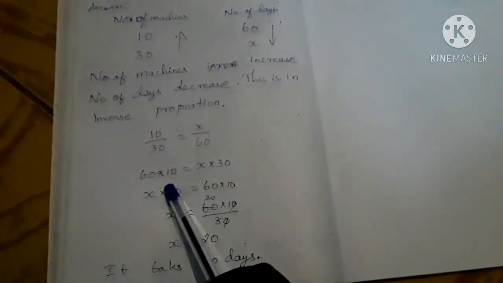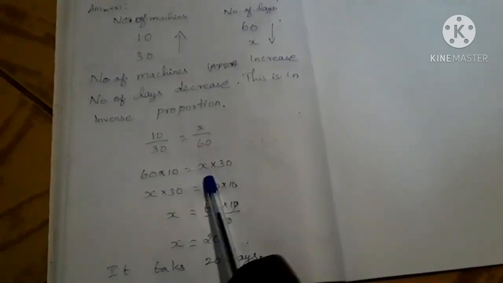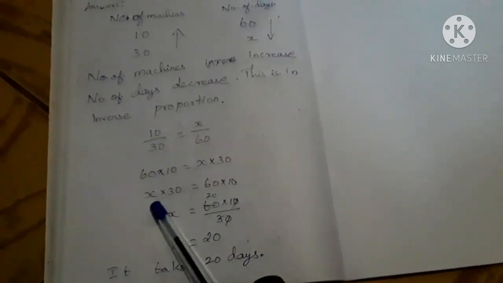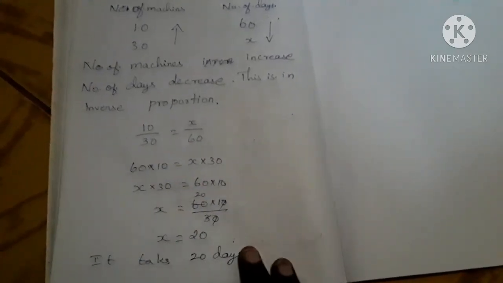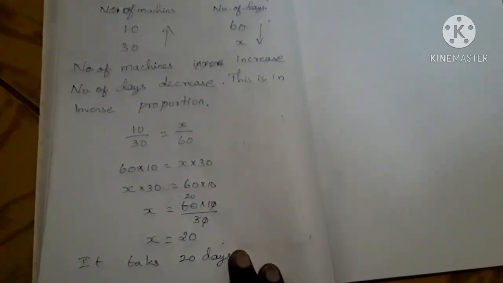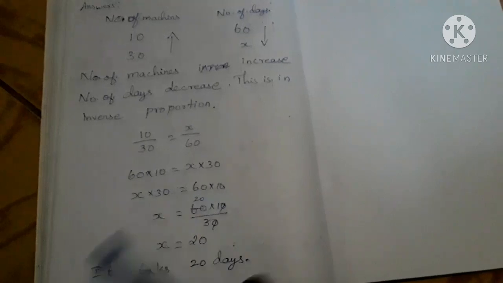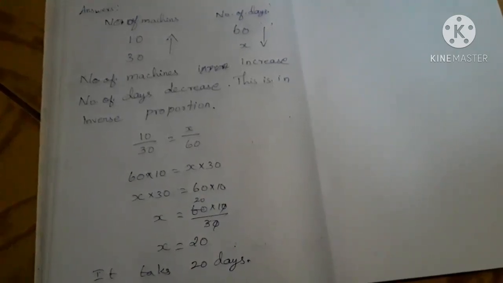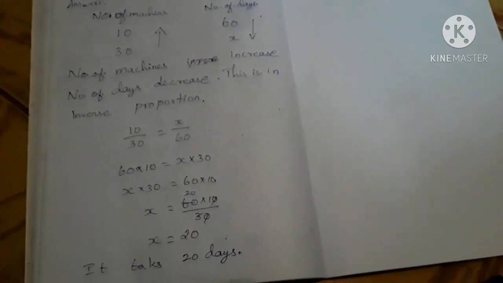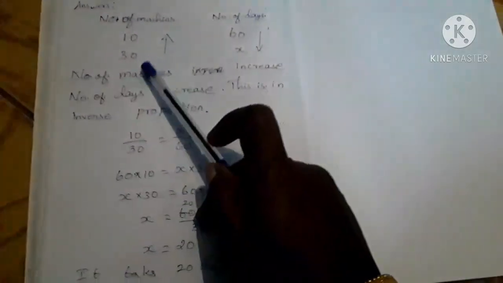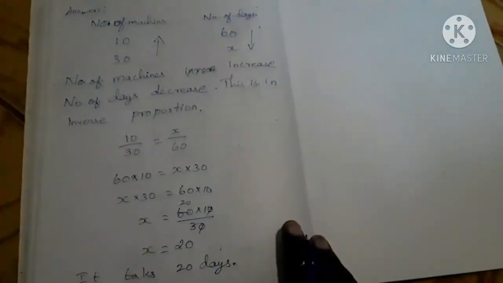So 10 by 30 is equal to x by 60. Do the cross multiplication: 60 into 10 is equal to x into 30. So x into 30 is equal to 60 into 10. x is equal to 60 into 10 divided by 30. 0, 0 we cancel. 1, 3 is 3. 2, 3 is 6. So 20. x is equal to 20. If 30 machines dig the hole, it is completed in 20 days.